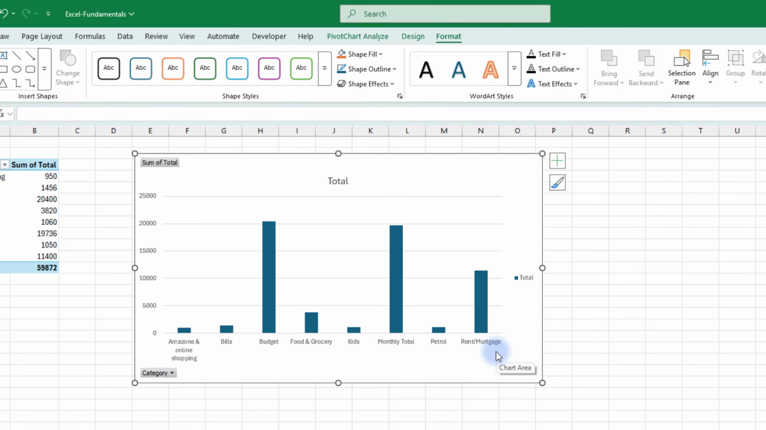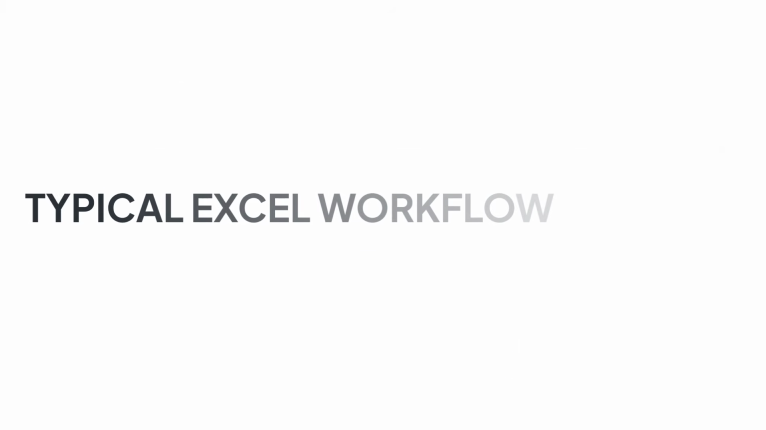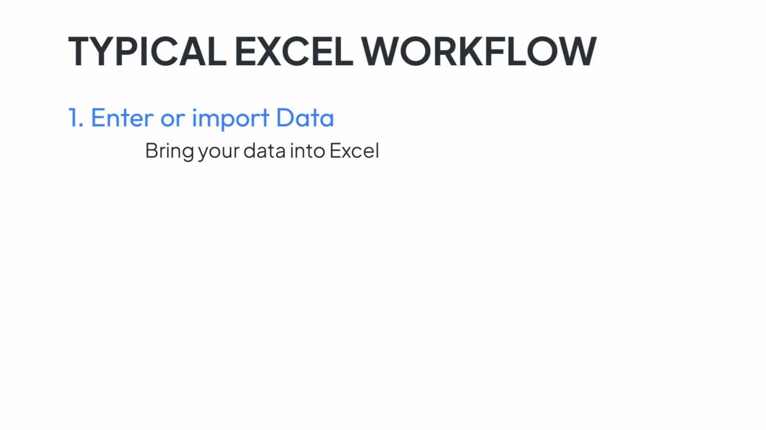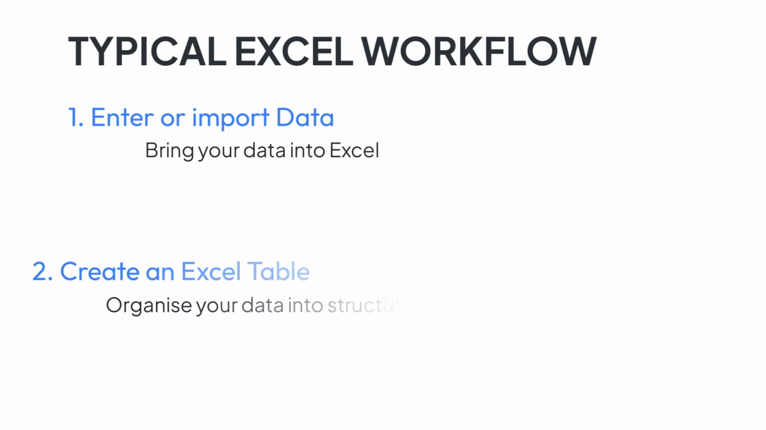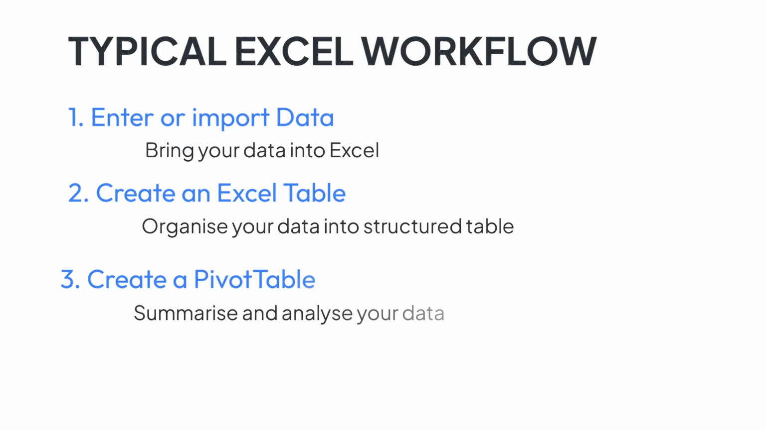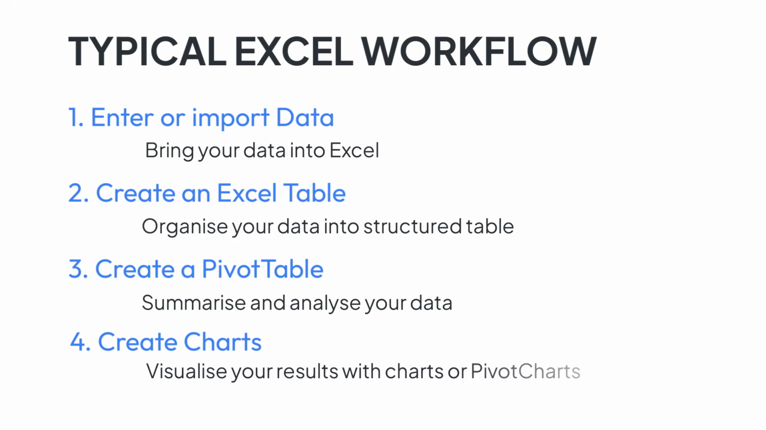Don't worry if you didn't fully understand everything in this final section. At this stage, I simply want you to understand the typical Excel workflow. As a first step, we enter or import our data. Then we convert the data into an Excel table. Then we create a pivot table to summarize it, and then create charts or pivot charts to visualize our results. As you have seen, the overall process is quite intuitive. There's no rocket science involved, just a few powerful tools that work together.